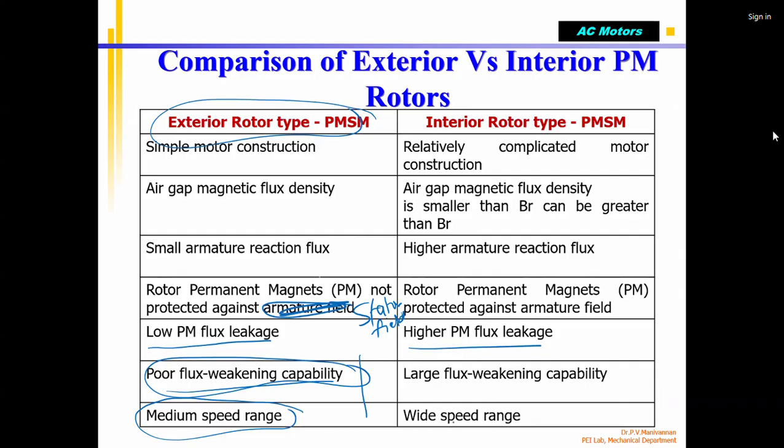But if you use interior, higher speed is possible. The magnet is protected. Correct? The magnet is inside the core. So the stator coil's magnetic field is not going to generate eddy current inside your rotor magnet because it is buried inside the core. So it is protected. So there is large flux weakening capability, because the rotor core will absorb a lot of the flux, not the magnet. Then higher speed is possible because the magnets are not affected. You can run your motor at higher speed. Okay, I think I will stop here.